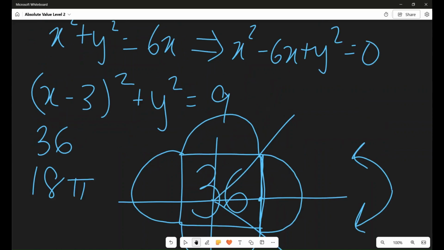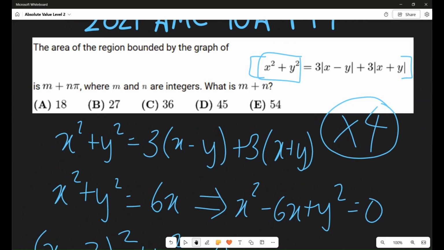So now that we have our total area, 36 plus 18 pi, we can go back to the question. They're asking what's m plus n, so we have to do 36 plus 18, and that comes out to 54. That's our answer. Now, on to the next question.